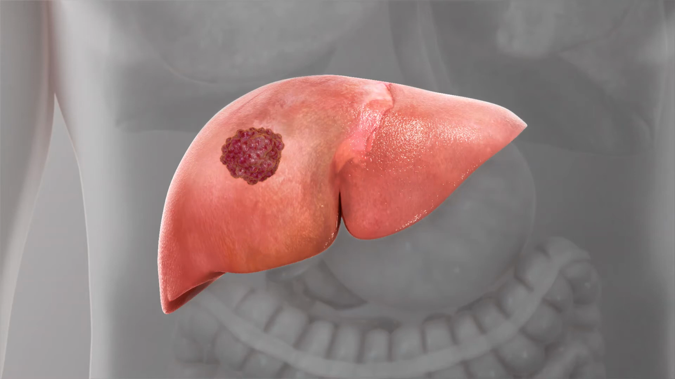Intrahepatic cholangiocarcinoma, bile duct cancer. About 10% to 20% of cancers that start in the liver are intrahepatic cholangiocarcinomas. These cancers start in the cells that line the small bile ducts, tubes that carry bile to the gallbladder, within the liver. Most cholangiocarcinomas, however, actually start in the bile ducts outside the liver.